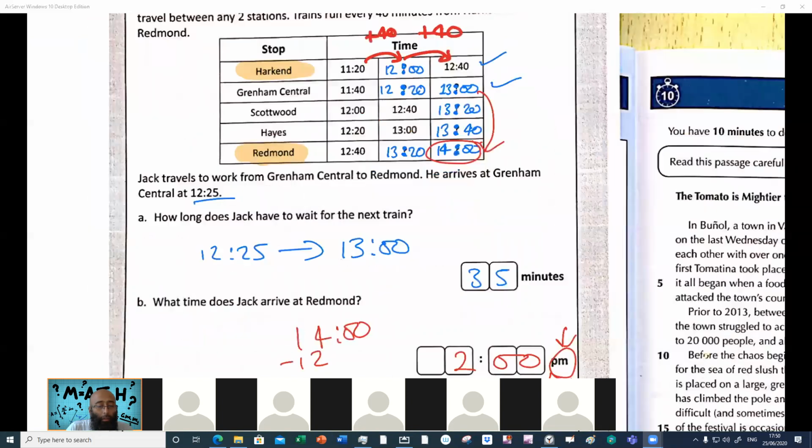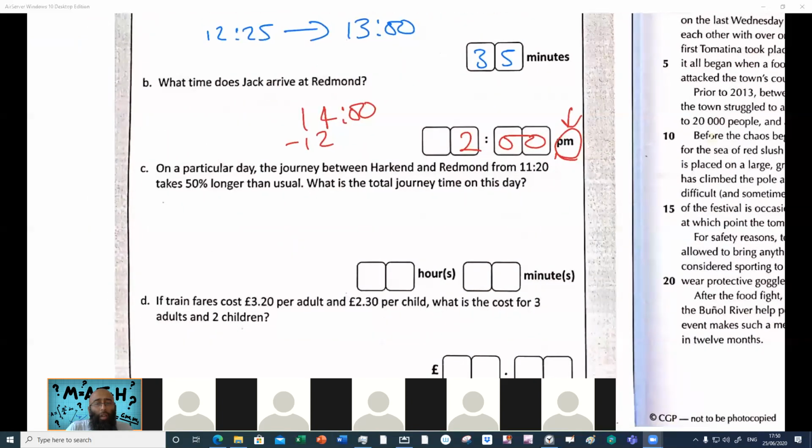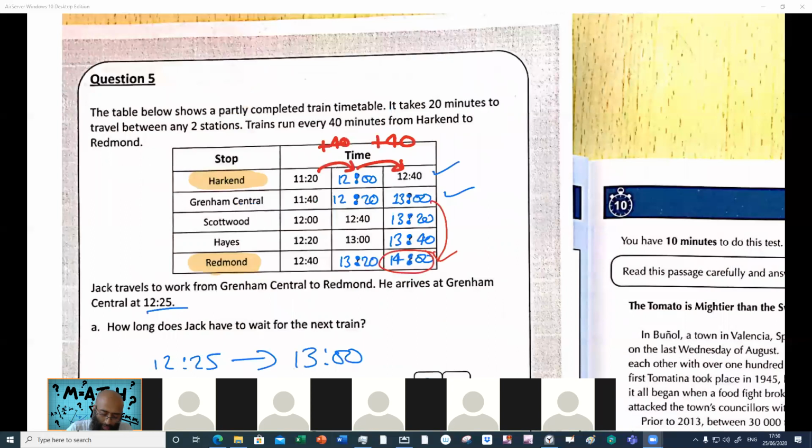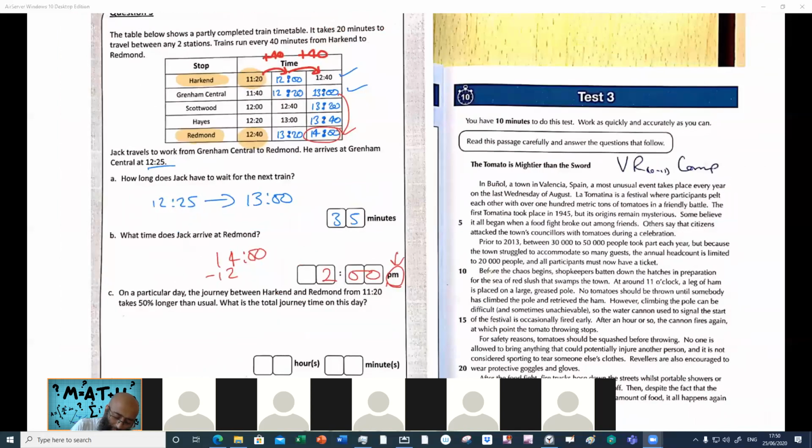Okay, and the question says the journey time from 11:20. Here we go. So that arrives at 12:40. So the 11:20 arrives at what time normally? 11:20 arrives at 12:40. So how much time is that? That is 1 hour and 20 minutes, which is the same as how many minutes? 80 minutes.